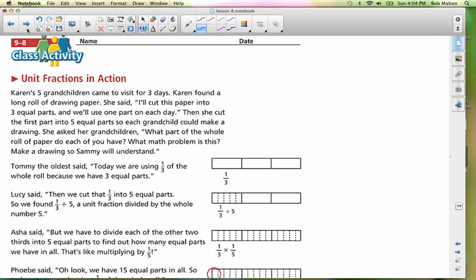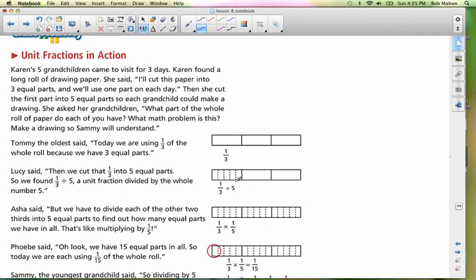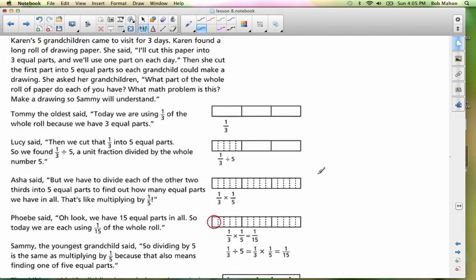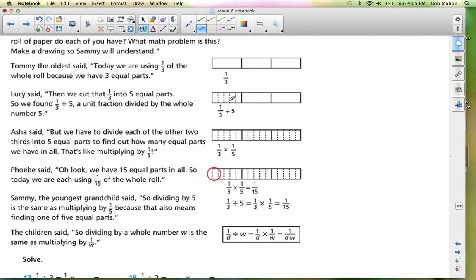What's the math problem in this? So we're making a drawing over here and we've got 1/3. Today she cut it into 1/3, and then she took 1/3 and cut it up into 5 equal parts. So if we cut 1/3 into 5 equal parts, we found 1/3 divided by 5, the fraction of the whole number. But we have to divide the other 2/3 into equal parts to find out how many there are in all. Right? So one little individual piece, right?